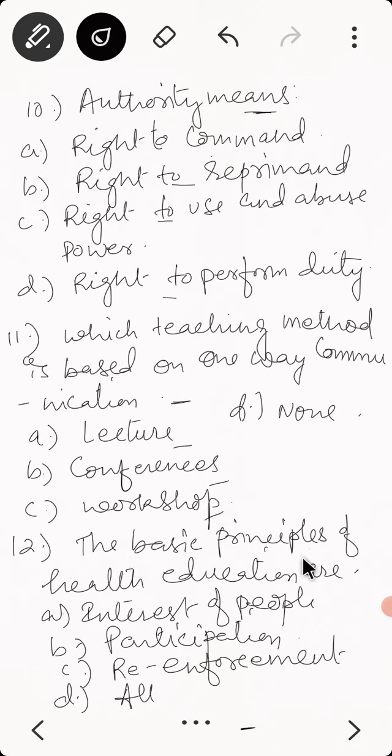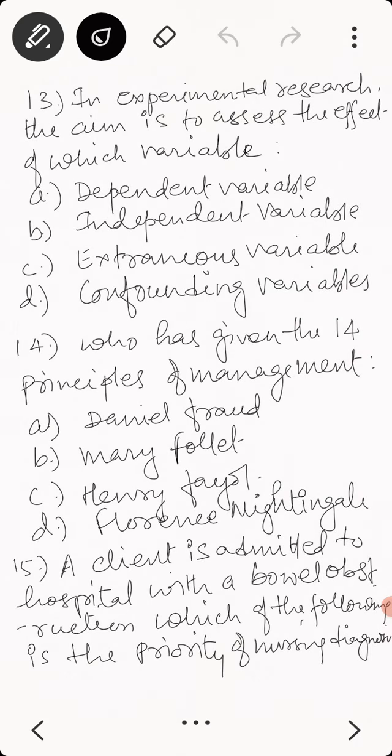Okay, the next question, the basic principles of health education are, what are the basic principles of health education? Your options for this are the interest of people, participation, reinforcement, and the fourth option is all. The next question, in experimental research, the aim is to assess the effect of which variable? Your dependent variable, independent variable, extraneous variable, confounding variables.